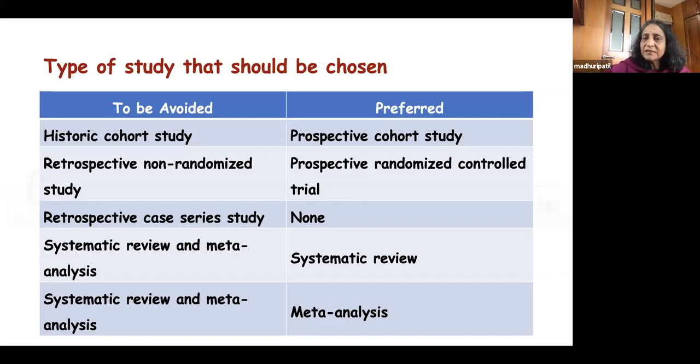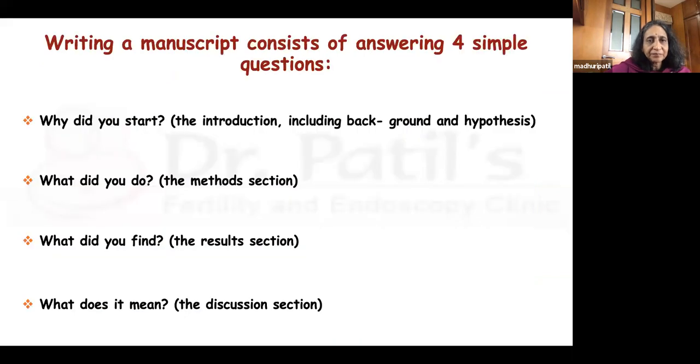The preferred studies basically are the prospective cohort studies, prospective randomized control trials, systematic reviews, and meta-analyses. And mostly we should avoid a historic cohort study, a retrospective non-randomized study, a retrospective case study, and systematic reviews and meta-analyses which are all dependent on retrospective data.